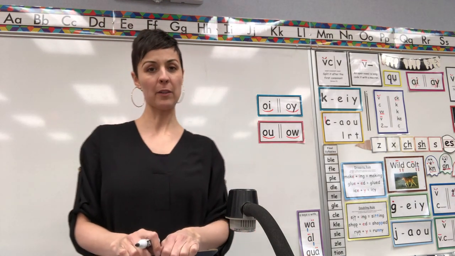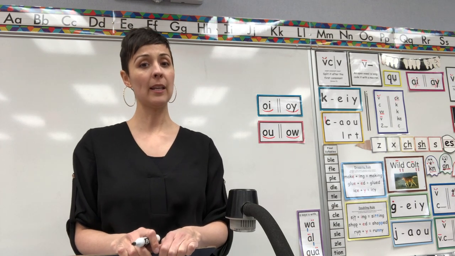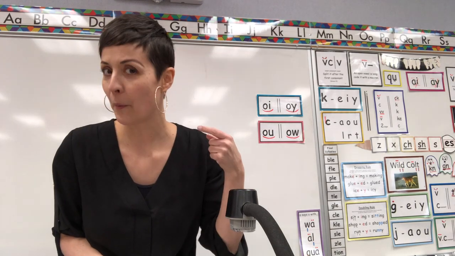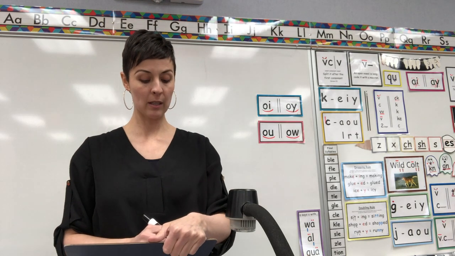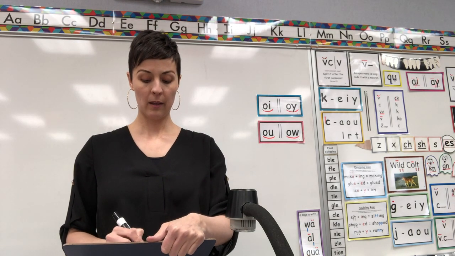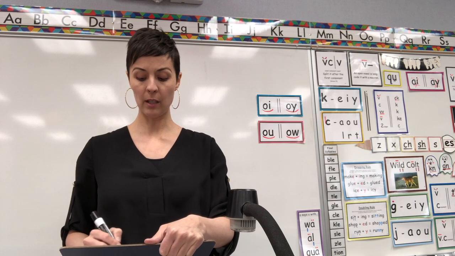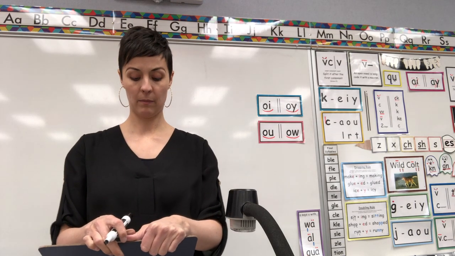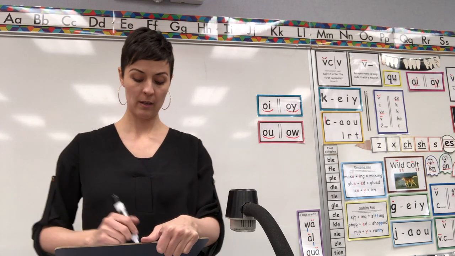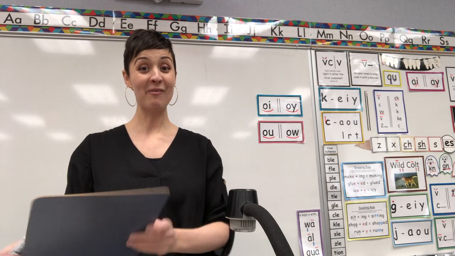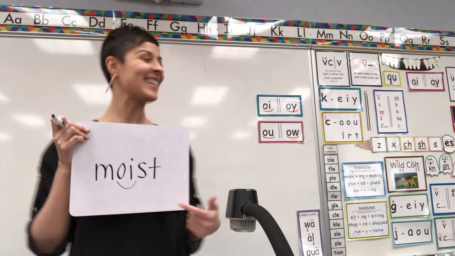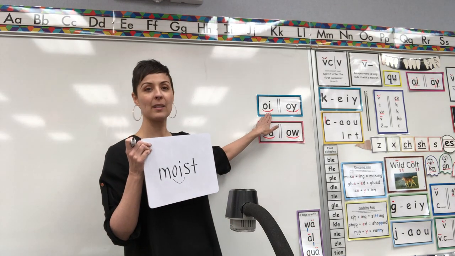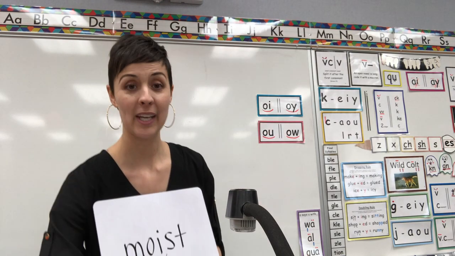This is a word that means if something is a little bit wet, we would say it is moist. What word? Moist. Would you spell moist? Think about which diphthong you need in the middle of moist to say oi, oi, oi. Okay, can we check it? Moist should be M-O-I-S-T. O-I in the middle to say oi, oi, oi. Erase, erase.